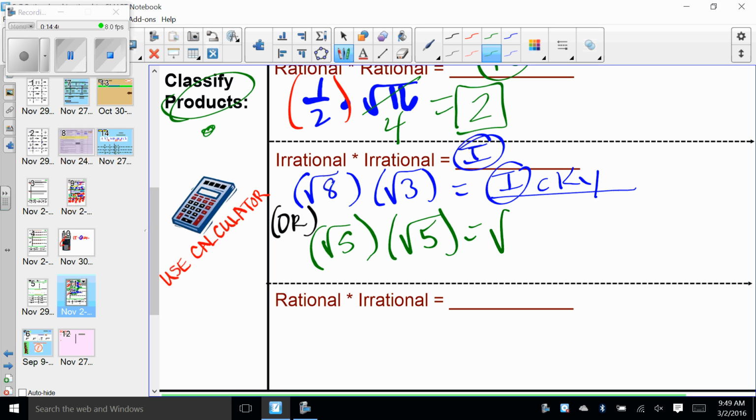And you get really the square root of 25. And we know the square root of 25 just means that we have a square that has the area of 25. What's the side length of that square?